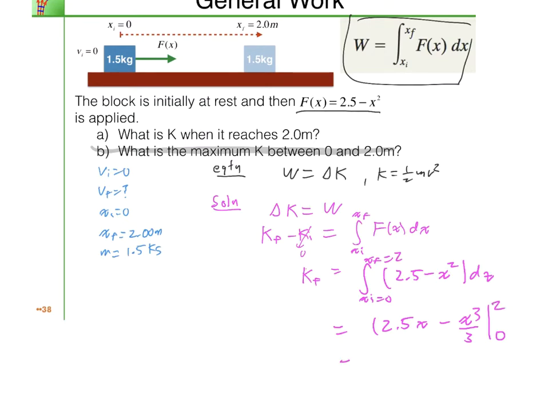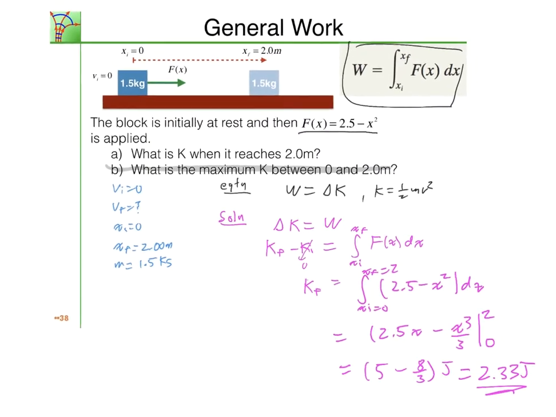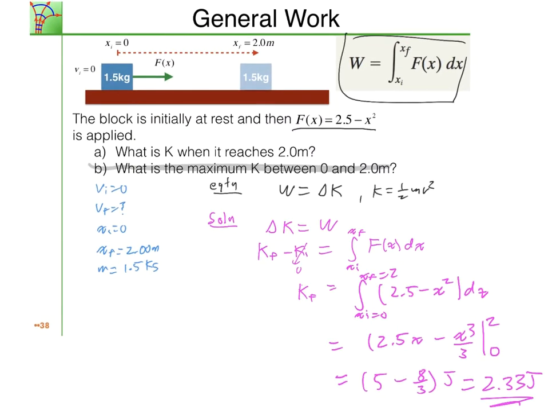So when I plug in the endpoints, I end up with 5 minus 8/3 joules, which works out to about 2.33 joules. So that's the energy. That's the change in kinetic energy. It gained 2.33 joules in kinetic energy as it moved from x equals 0 to x equals 2.